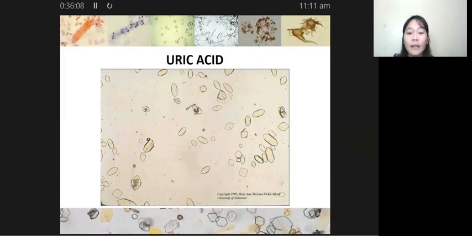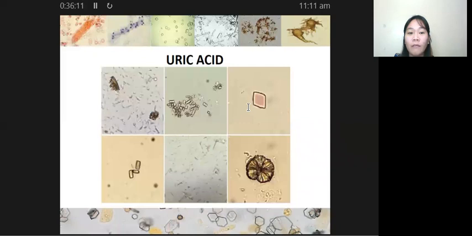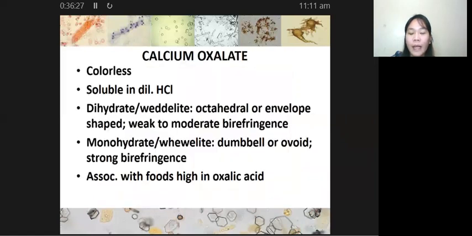And apart from that, may mga oval forms tayo na merong pointed ends. Thus, kung titingnan mo, medyo mukha nga naman siyang lemon under the microscope. In addition to that, your uric acid may also have other forms, like for example rosette forms, cubic forms, rhombic forms, and so on and so forth. These are all your uric acids. Next, we have your calcium oxalate.